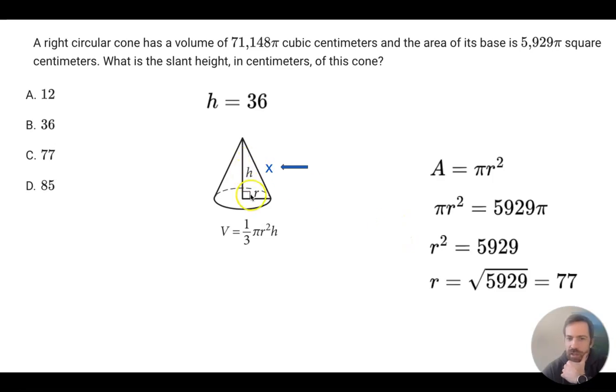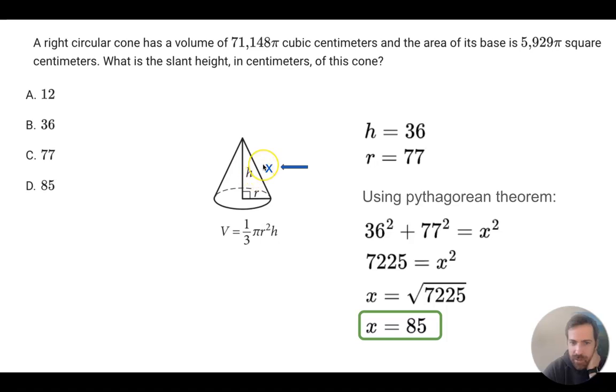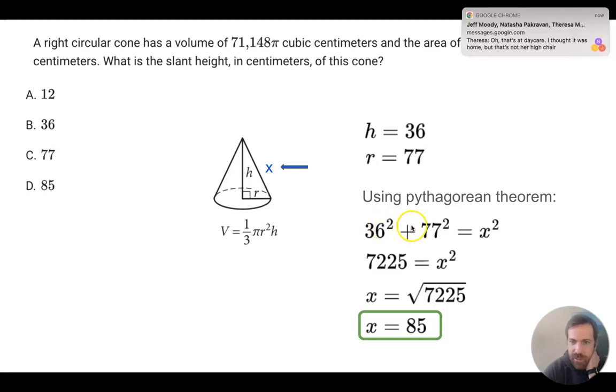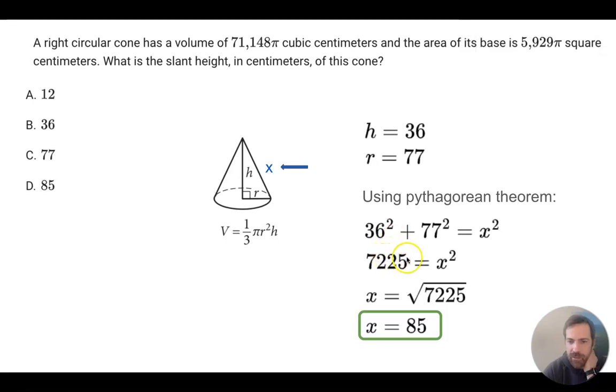Now we have h and r, and you notice we now have two sides of a right triangle. So how do we find the third side? The Pythagorean theorem. We just need to use the Pythagorean theorem to find x. So h squared plus r squared is going to be equal to x squared. Plug in the numbers: 36 squared plus 77 squared is equal to x squared. Carry out the math, that's 7225. Then we take the square root of both sides, and we end up with x equal to 85. So that is our slant height, and we see that answer choice D.